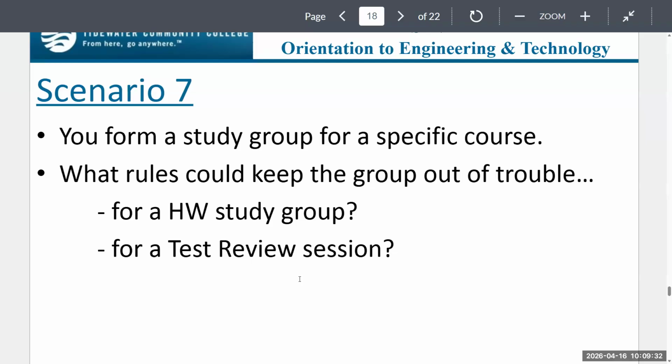Okay. So again, what rules keep the group out of trouble? Think about that one, because I know some of y'all are in groups now. What are some good answers for this?